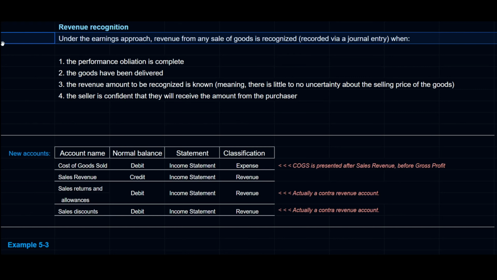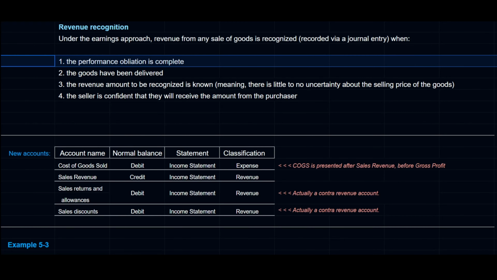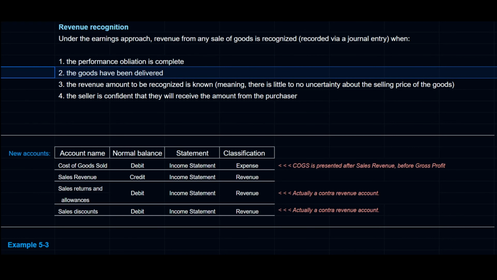So revenue will be recognized when the following four criteria are met. All four need to be met. The first, the performance obligation is complete. The second, the goods have been delivered. That's the most relevant to us in the examples that we're doing in Module 5 because we're looking at the buying and selling of physical goods, inventory.